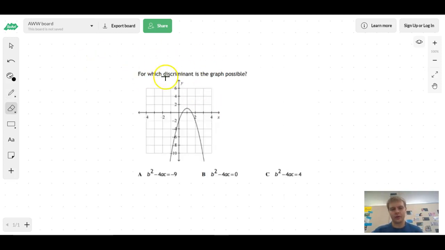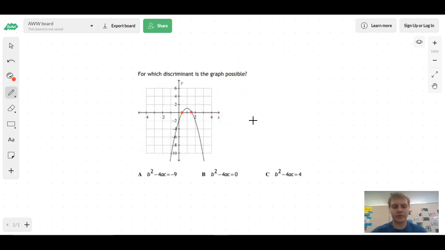For this one, they want to know possible discriminants. So discriminants tell you how many solutions you have. And in this one, when I look, I go, oh, I have 2 solutions. And the way I know that I have 2 solutions is a solution is where it crosses the axis. So you have a solution here and a solution here.